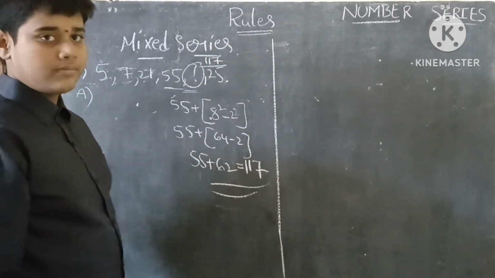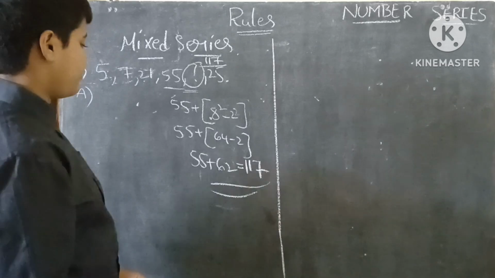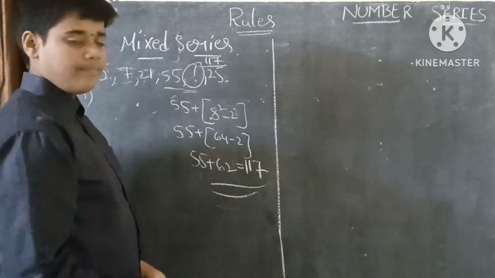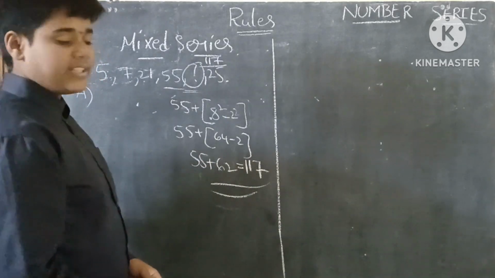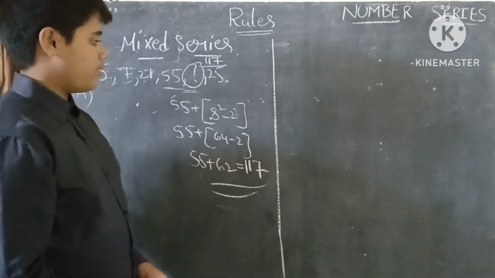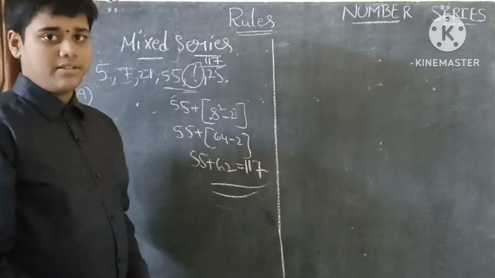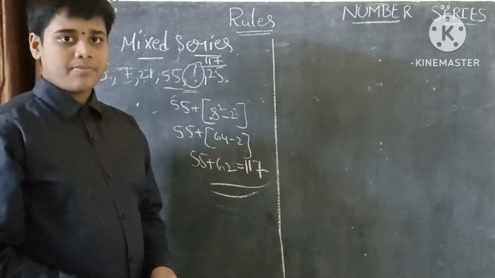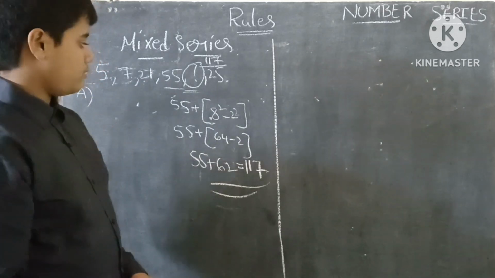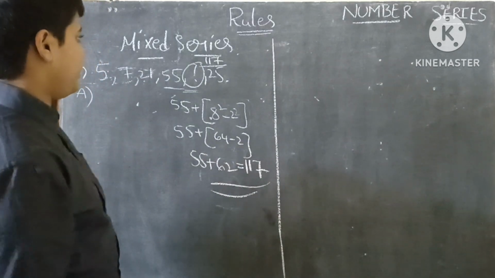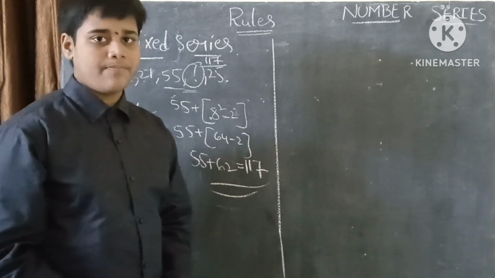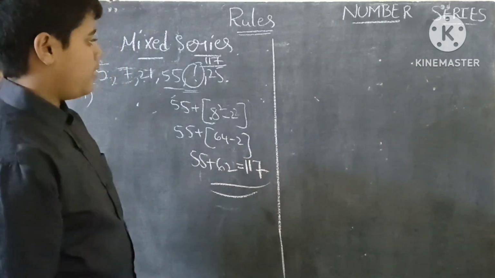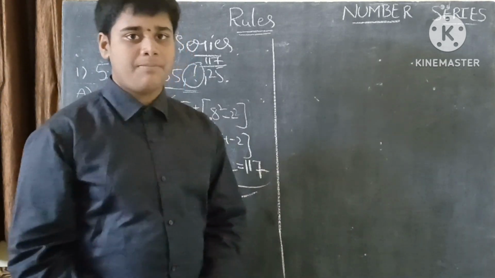Okay, so the unknown number is 117. So this is the mixed series for this question. So like this we have to think the logic, and we have to apply it to the same numbers. So these are the rules in number series. And today our topic is completed.